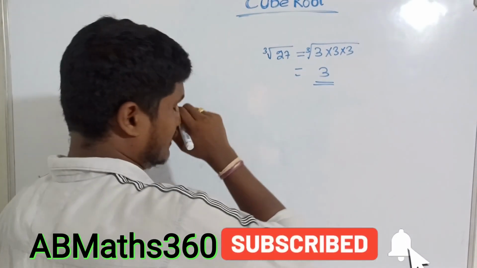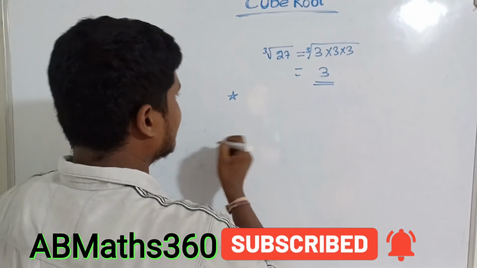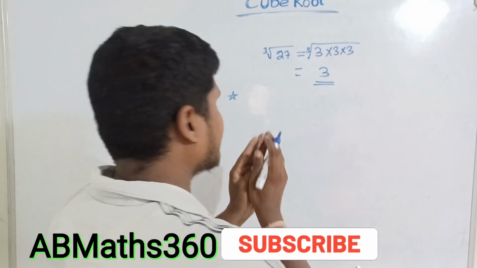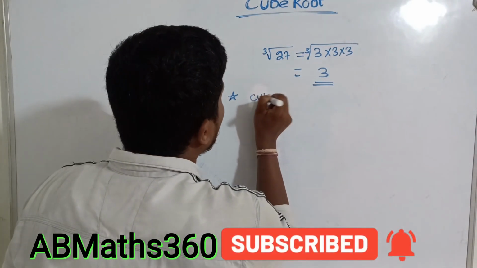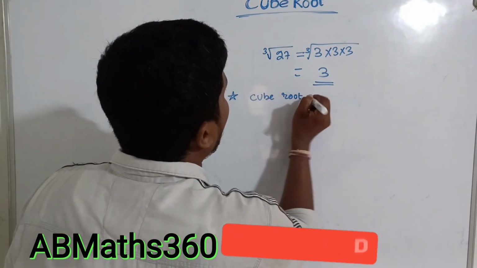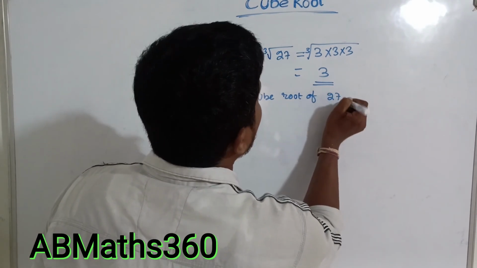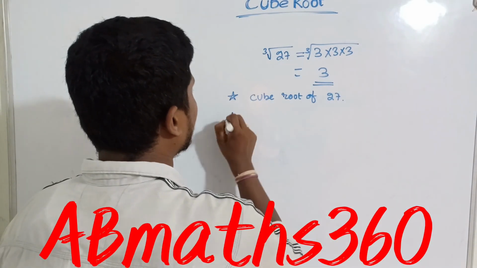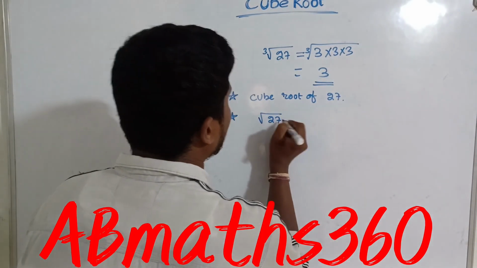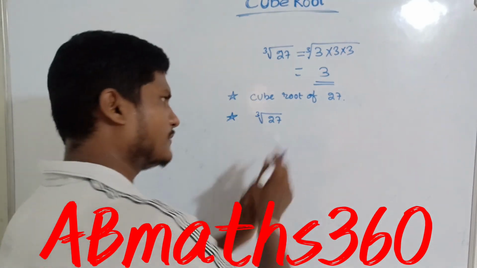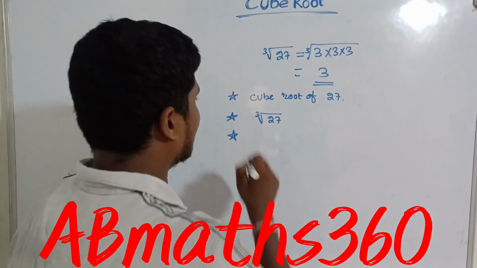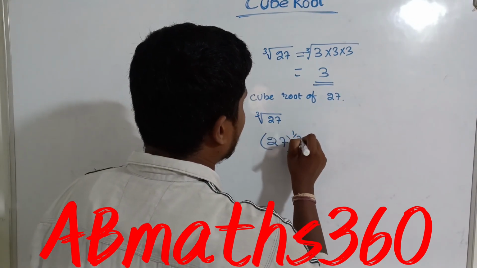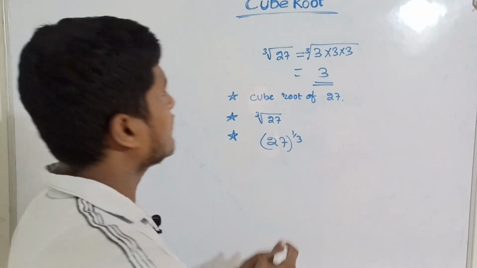In the examinations there are 3 types of notation which we can see. Look at this: cube root of 27. This is one type of question, to find the cube root of 27. This is also an example of cube root of 27. And look at another type: 27 to the power 1 by 3. This is also an example of cube root.